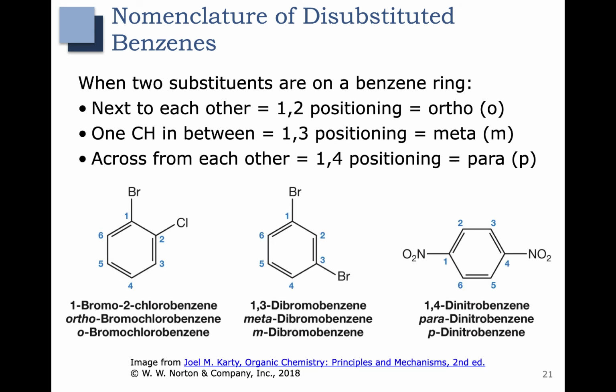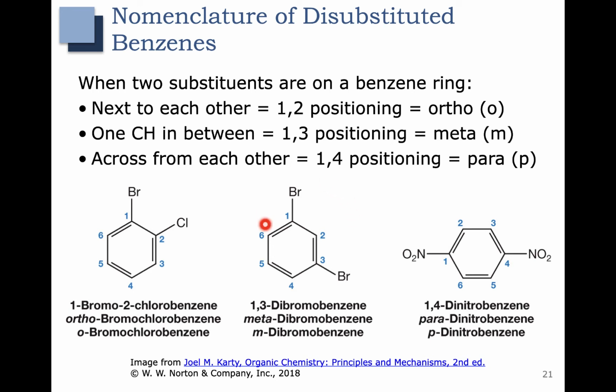Here are some examples of ortho, meta, and para positioning. In our first example here, the bromine and the chlorine are right next to each other, so this is considered 1-2 positioning or ortho. We can also just abbreviate as O. The bromine is listed before the chlorine because B comes before C alphabetically.